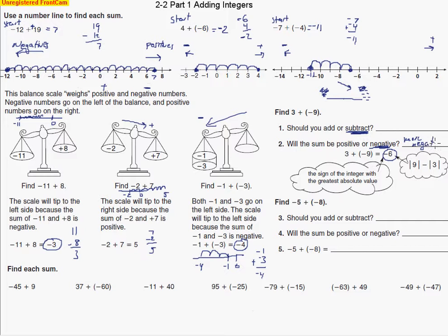And why did we subtract here? Well, because they're opposite. Opposite sign meant that we're going to end up having to subtract those two numbers. Let's take a look at this one.